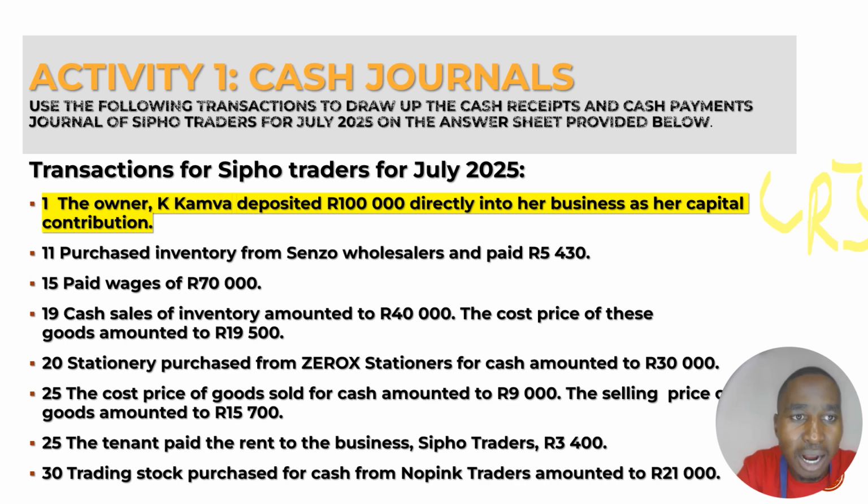Now, the second question that you must ask yourself: what are the two accounts that are affected by that transaction? Account number one that is affected is always bank. When we are doing CRJ, bank is always affected. And account number two is capital. What is it that we are receiving the money for? Why are we receiving the money in the first place? We are receiving money for capital. That is the second account affected.